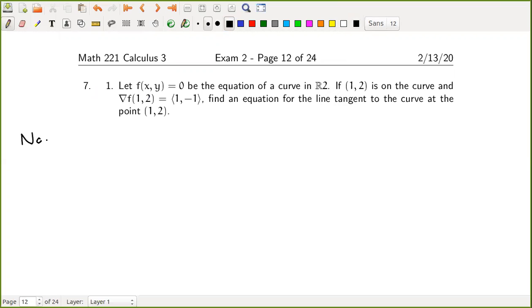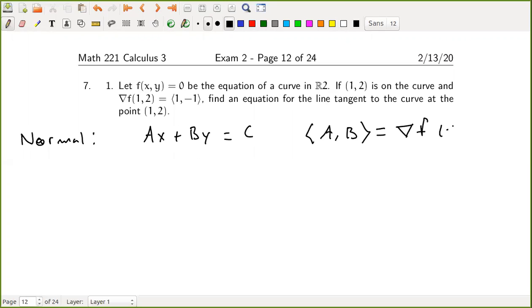This is the ax plus by equation. Okay, and remember, this is just ax plus by equals c, and the vector (a, b) is perpendicular to the curve. And so since the gradient vector is perpendicular to the level curves, we can take this to be the gradient of f evaluated at (1, 2), because we know that the point (1, 2) is on the curve. Okay, and the gradient of f evaluated at (1, 2) is (1, -1).